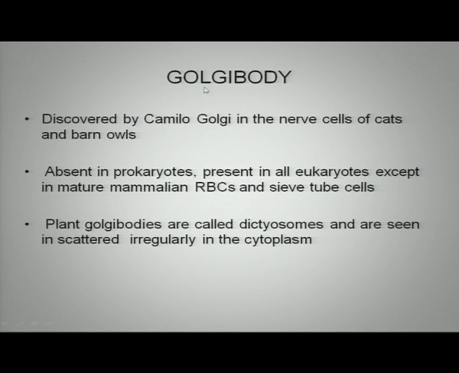Now, coming to yet another organelle present in the eukaryotic cell, the Golgi body. It was discovered by Camillo Golgi in the nervous cells of cats and barn owls. It is absent in prokaryotes, since it is a membrane bound organelle. It is present in all the eukaryotes except in mature mammalian RBCs as well as sieve tube cells.